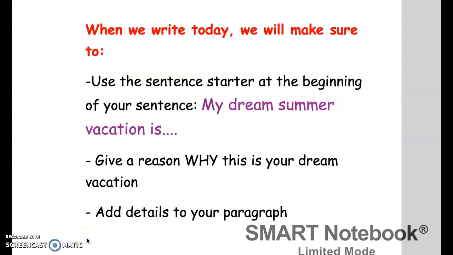Okay, when we write today, we will make sure to use the sentence starter at the beginning of your sentence. So our sentence starter today is "My dream summer vacation is." We have to give a reason why this is your dream summer vacation. So please, boys and girls, do not end the sentence with "my dream summer vacation is the park." We can't do that. You need to add more and tell me why, okay? And then you're going to add some details to your paragraph. So these are the three things we're going to do today.